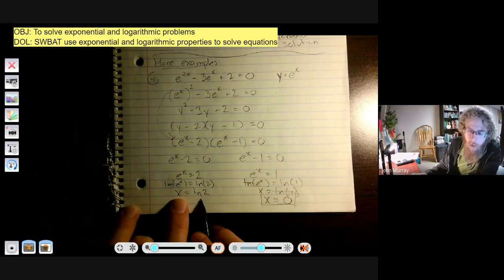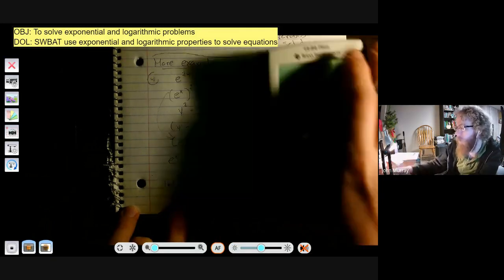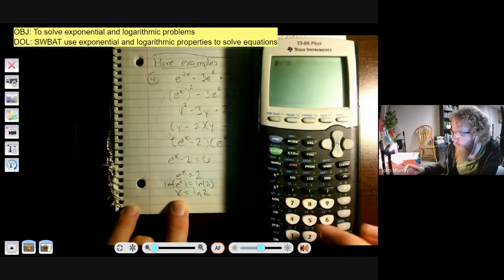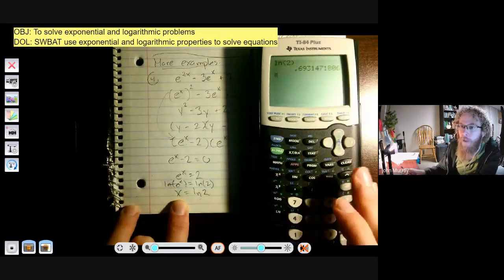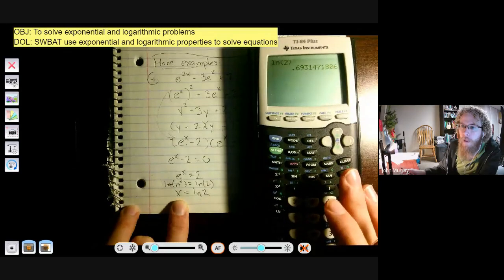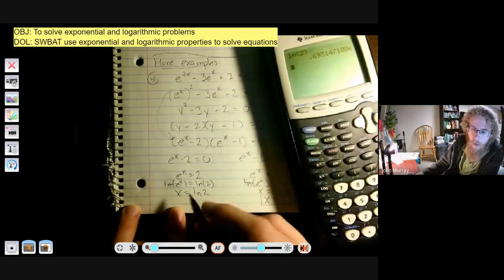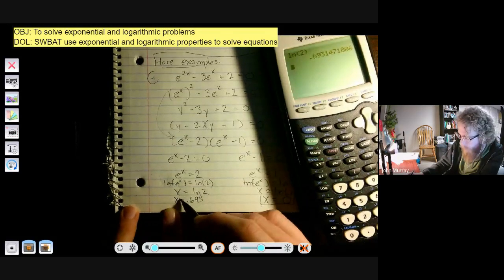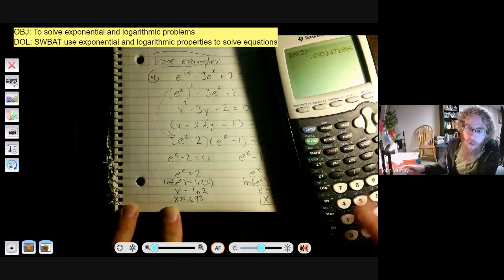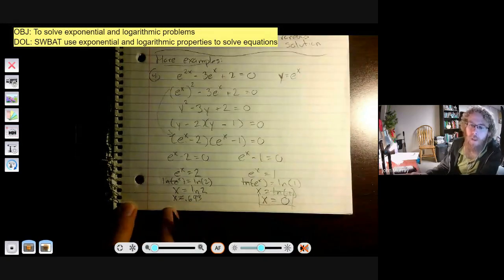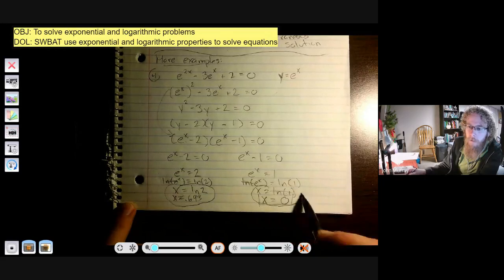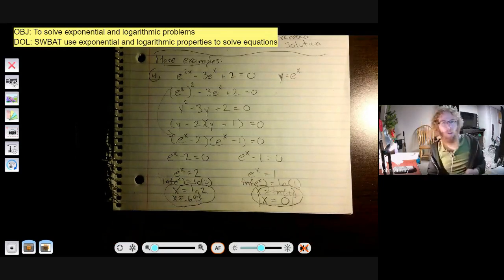Now, if they wanted an exact answer, you're going to leave it like this. If they want you to round, you're just going to type in the natural log of 2, which we'll say is about 0.693. Okay, x is approximately 0.693. All right, so there we get our 2 answers.